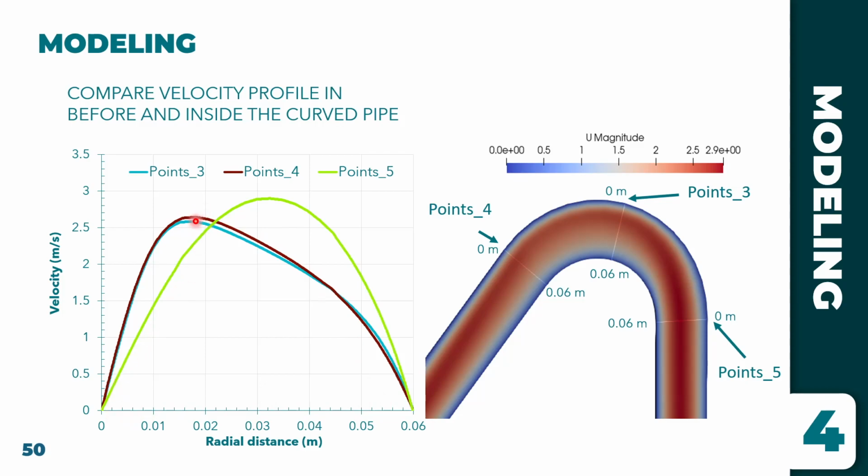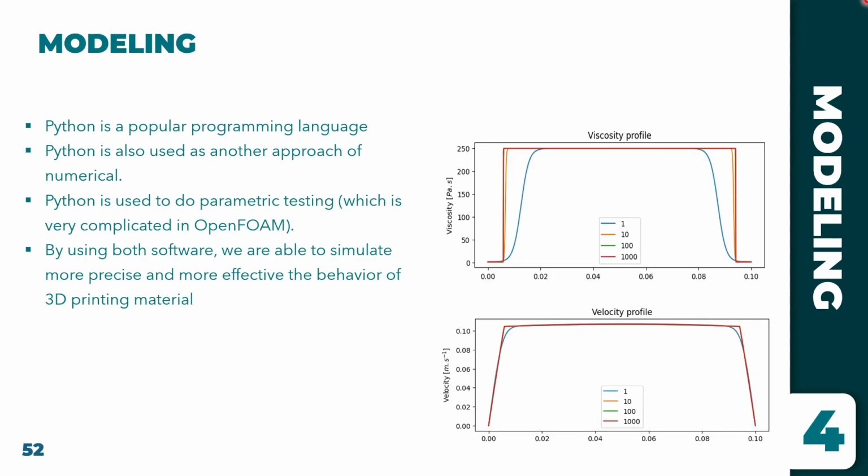The fastest area is near the wall, and then it becomes normal at a later point. That's all about the modeling. This is the first modeling in my thesis, and the second one is Python.